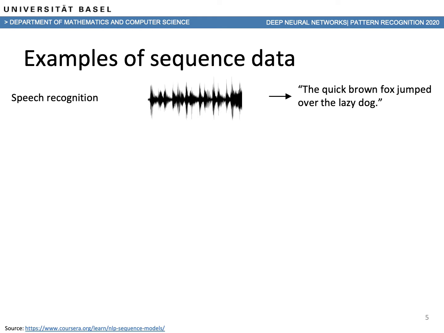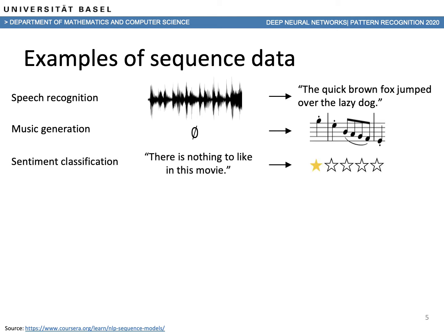On this slide, we have a lot of different examples of sequential data. At first, speech recognition, so speaking and turning this into text. It could also be music generation, so it does not need an input, and it will automatically create some music. It could also be sentiment classification, so for instance, given a review of a movie, classify the rating of this user.